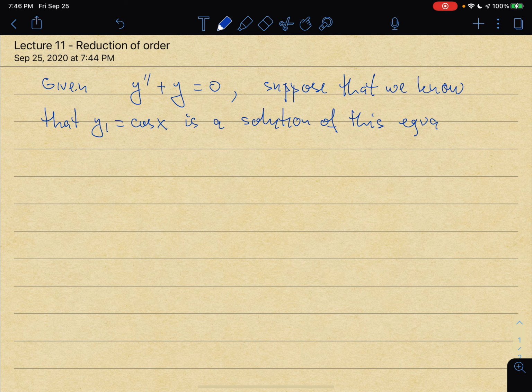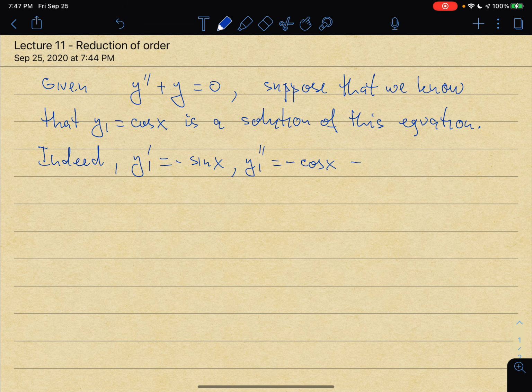And this we can easily check. So let's check that. So indeed, y1 prime is minus sine x. y1 double prime is going to be minus cosine of x. And then y1 double prime plus y1 is minus cosine x plus cosine x. y1 double prime is minus cosine x, y1 is cosine of x, and that is equal to 0. So it is a solution.